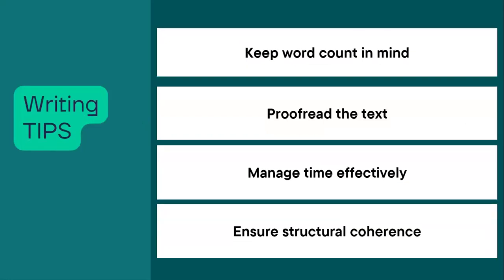In the writing module, your time management is very important. 20 minutes for the essay, 10 minutes for summarize written text. You need to be clear about this. You must have enough time at the end to proofread your text as well. Proofread means you are done with the writing and you still have time for proofreading.